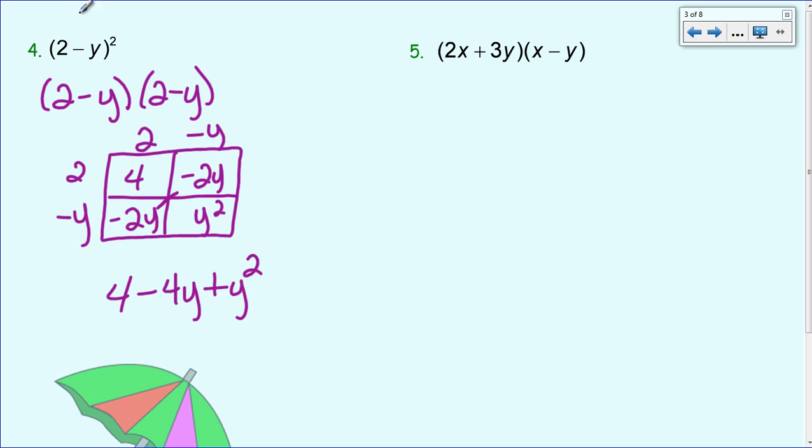Do not try to just do this with this problem. Do not try to distribute that exponent and make this equal 2 to the second minus y to the second. This is not what it equals. You have to expand it out and multiply the two binomials together. So you should end up with a trinomial.